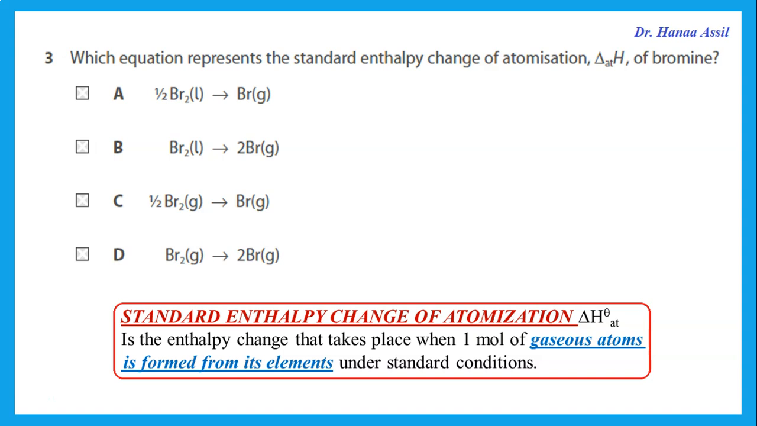I want to get 1 mole, and I want to start from the elements under standard conditions. Now, what is the standard condition of bromine? Is it a liquid or a gas? Remember, standard condition is the state at room temperature and pressure. You should know that bromine at room temperature and pressure is a liquid. So the delta H for the reaction in A would be the delta H of atomization.